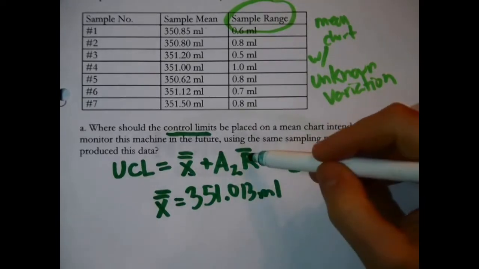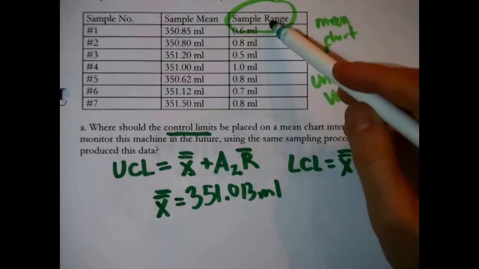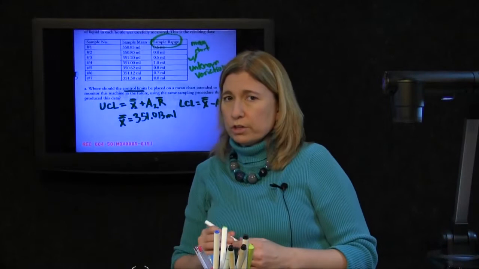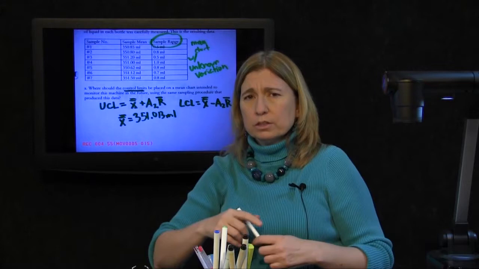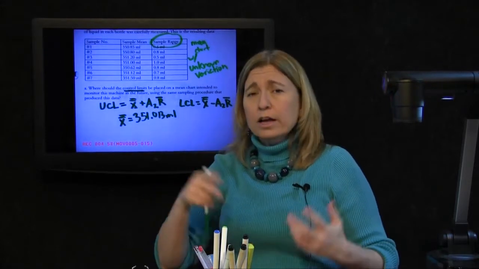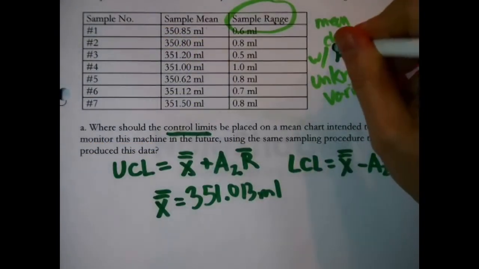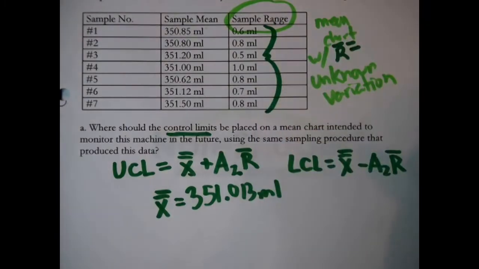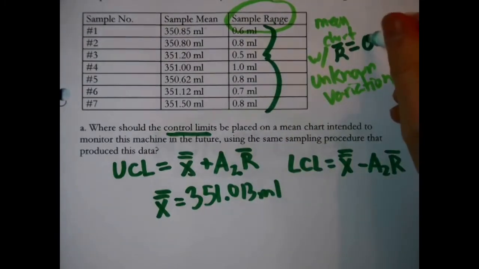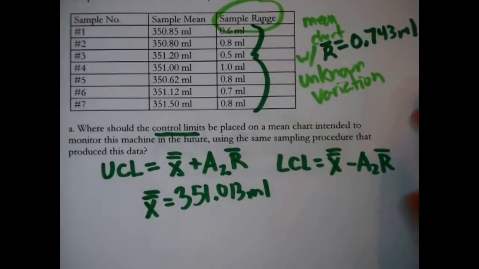Now, we're going to need that for there and for there. We also need R bar. Speaking of this table, R is range. Range is the largest observation in the sample minus the smallest observation in the sample. So in the case of these samples of 6 bottles, it would be the heaviest bottle minus the lightest bottle. R bar is average range. So we need that. R bar would be just averaging these numbers. I did that and I got R bar equals 0.743 milliliters.